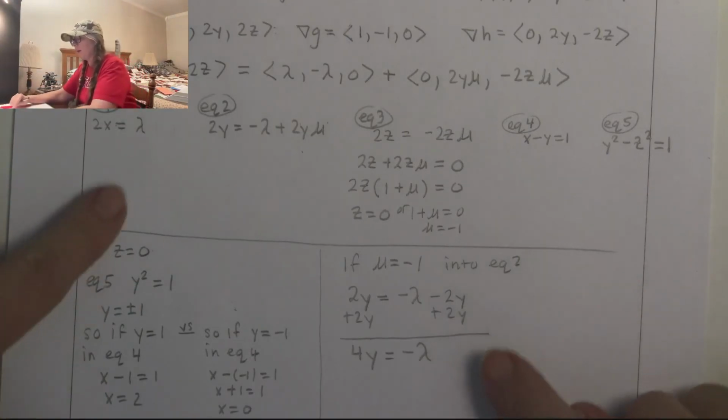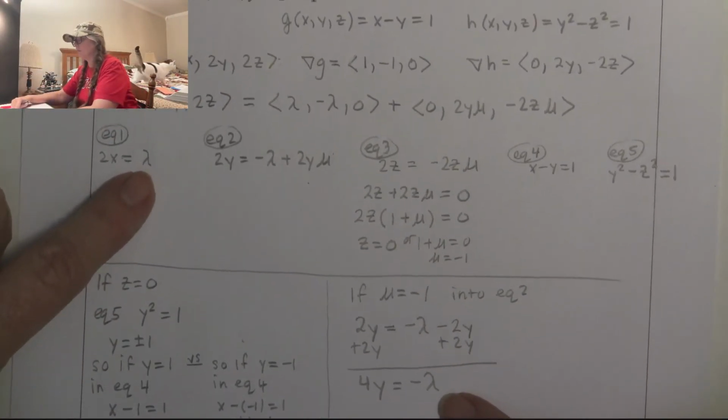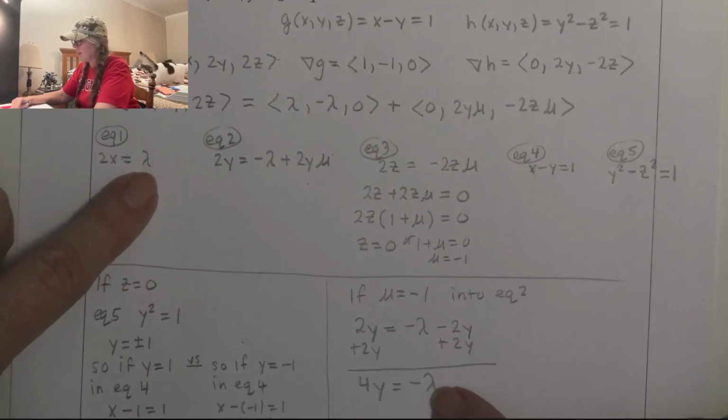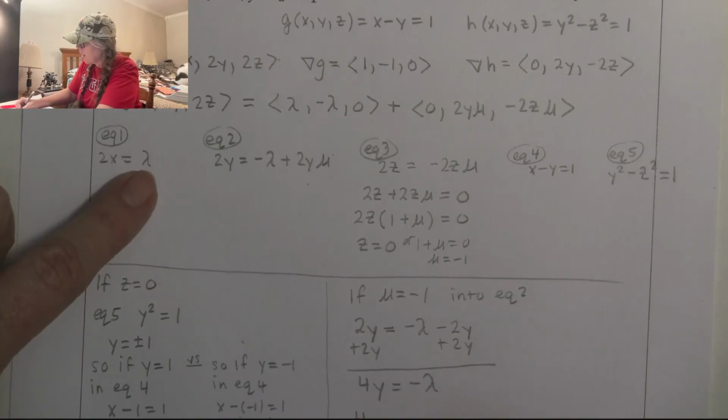And well, my idea was that I knew that this was lambda over here, right? And so I can substitute in that lambda is 2x. So I get 4y equals negative 2x. So this was using equation 1.